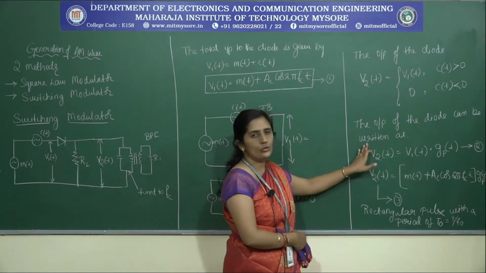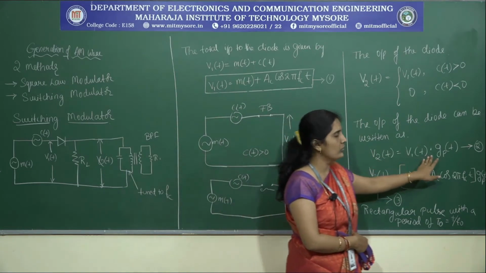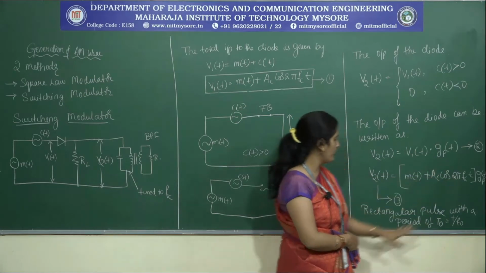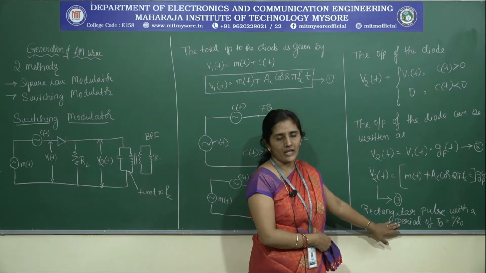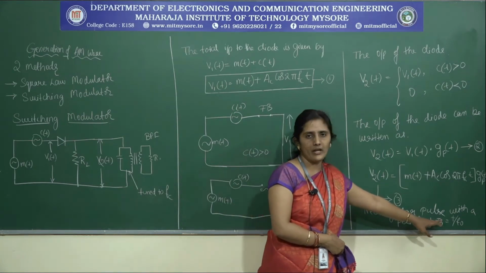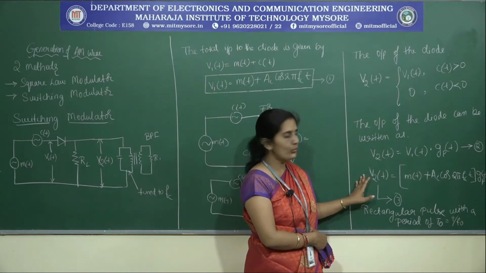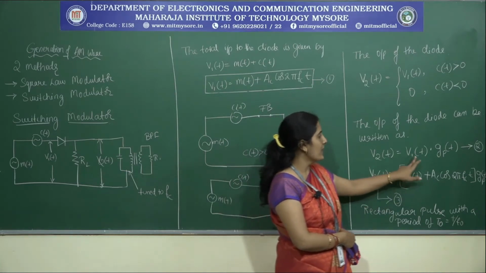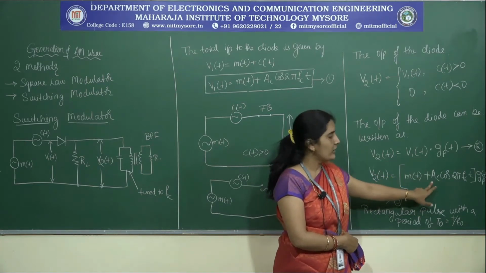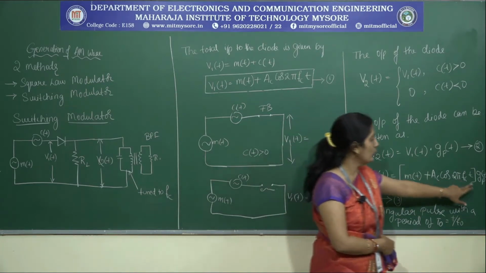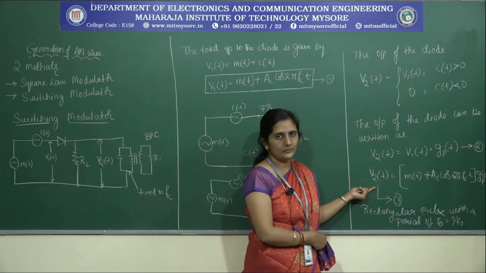Here the output of the diode can be written as V2 of t is equal to V1 of t into Gp of t. Here Gp of t is nothing but the rectangular pulse with a period of T0 is equal to 1 divided by f0. So altogether we can write the output V2 of t is equal to V1 of t, we already know that is m of t plus AC cos 2 pi fct, into Gp of t. So this is the equation for V2 of t.